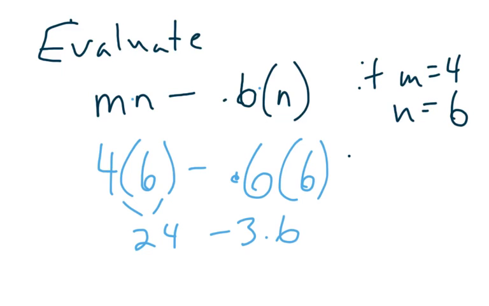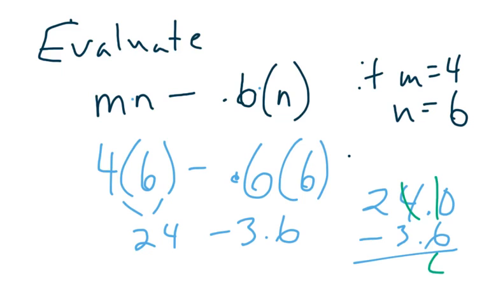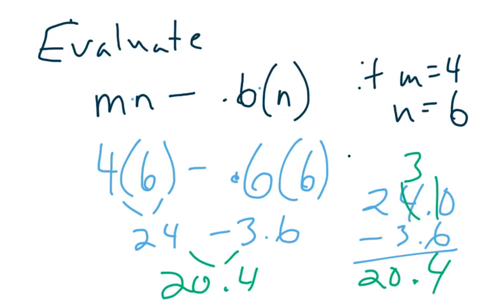And now we have to stack and subtract. So now we have 24 minus 3.6. Add a decimal, 0. Then we're going to borrow. That gives us 4, 3. And so we get that, 20. Bring down your decimal. And so that minus that is 20.4.